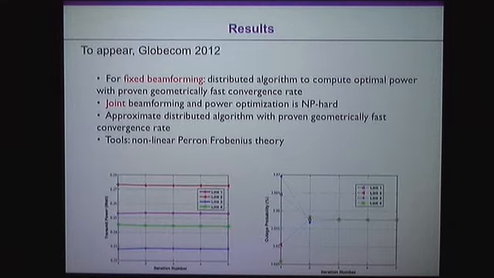In the first step, it is assumed that you have fixed beam-forming vectors and you optimize only for the power. In that case, Bhaskar and his student came up with a fast algorithm that can optimize the power with a geometrically fast convergence rate. Of course, this is not optimal because you would like to optimize jointly. Optimizing jointly, they proved that it is an NP-hard problem.